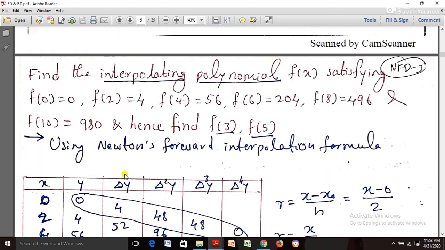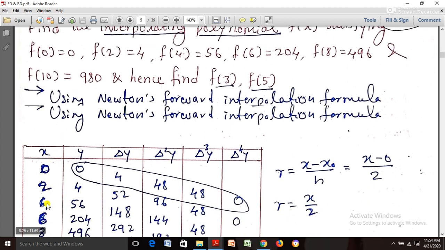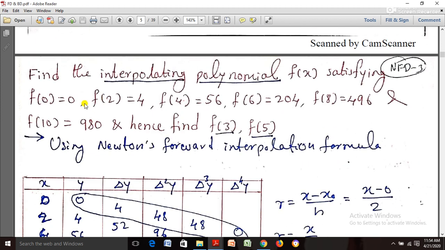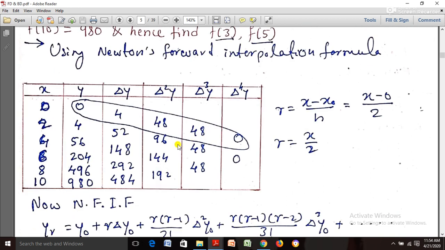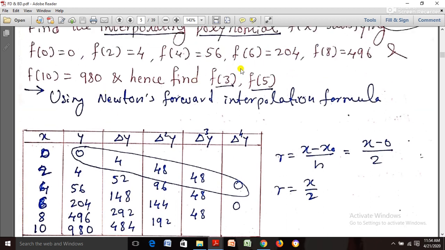And one example is forward. Find the interpolating polynomial f of x satisfying f of 0 is 0, f of 2 is 4, f of 4 is 56, f of 6 is 204, f of 8 is 496, and f of 10 is 980, and hence find f of 3 and f of 5. The x values are 0, 2, 4, 6, 8, 10, and the y values are 0, 4, 56, 204, 496, and 980. First you have to prepare the table: 4 minus 0 is 4, 56 minus 4, like that.